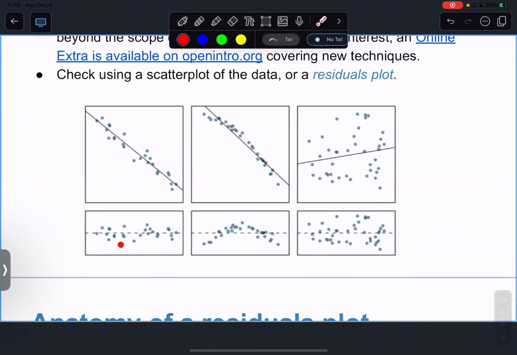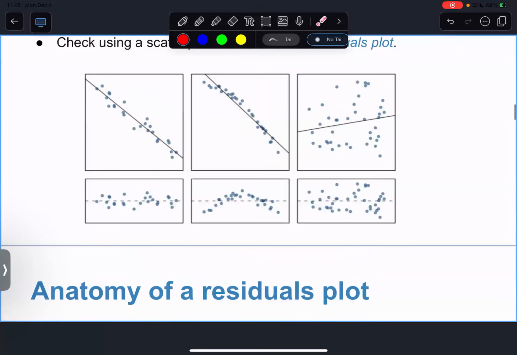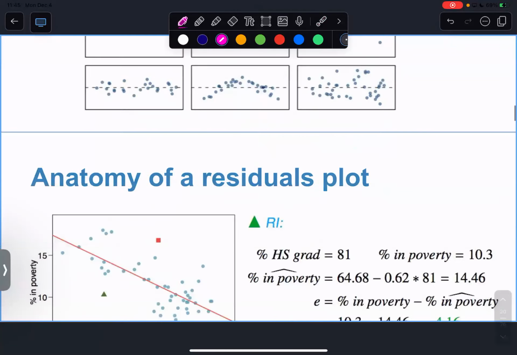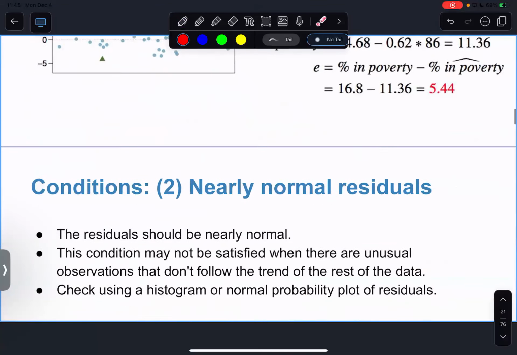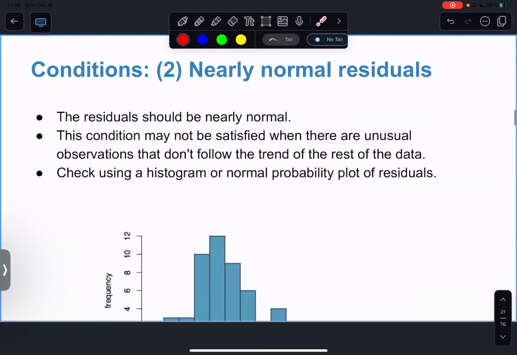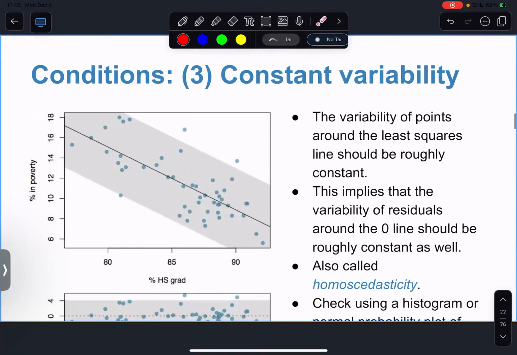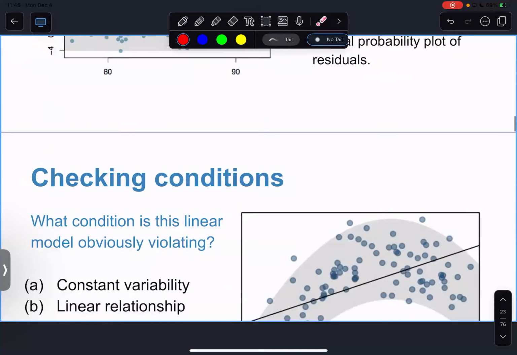We can check things with a residual plot, which I am skipping. But if you ever see something like this, where you have the original scatter plot and then the residual plot down below, it's a way of assessing the line, okay? And this is the residual plot here. You're looking for random scatter around 0, but that's not for us today. Constant variability, I want to show you.